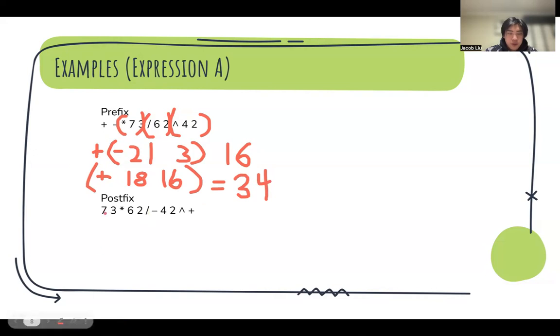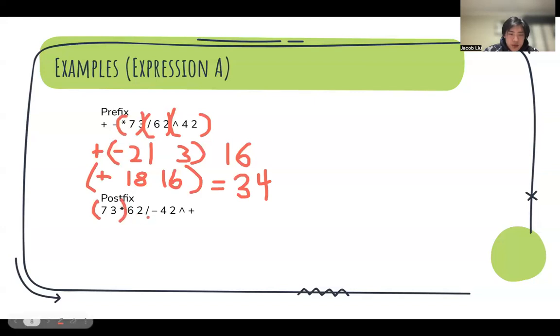Great. Now let's do postfix. Postfix has the operator after the numbers because post means after. So for postfix, we go from left to right, and when we find an operator, we do the operation on the two numbers before it. So 7, 3, times. We found an operator. Does it have two numbers before it? Yes, it does. 7 and 3, right?